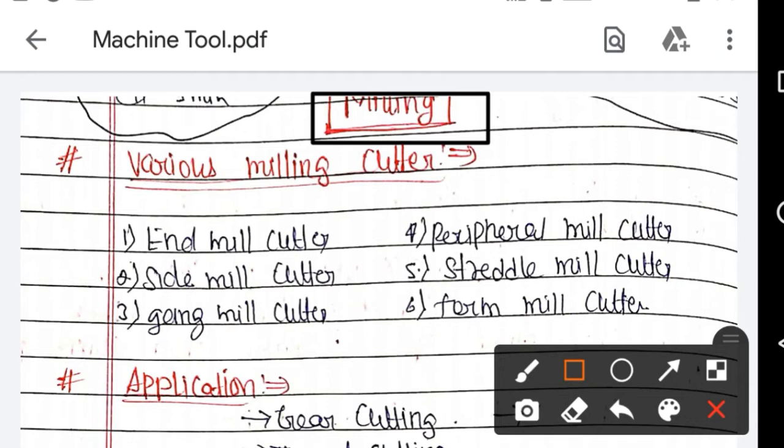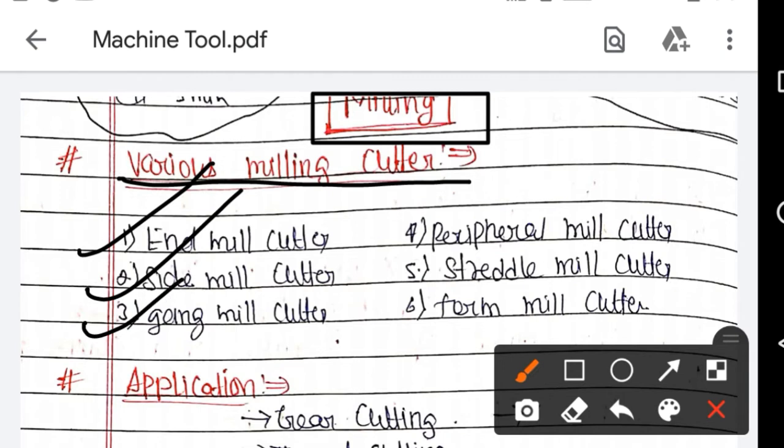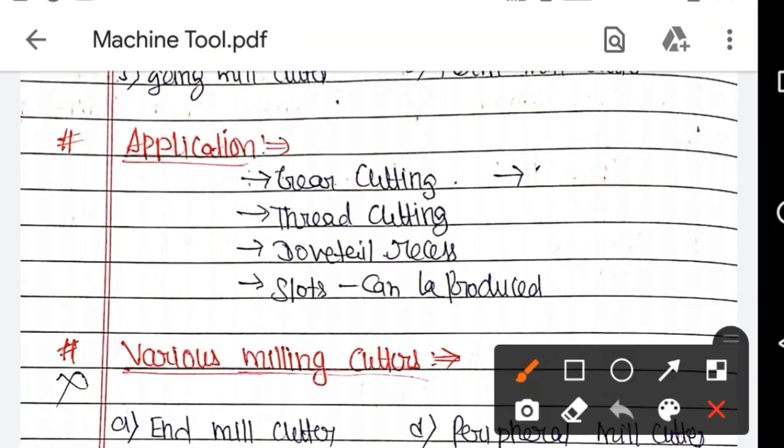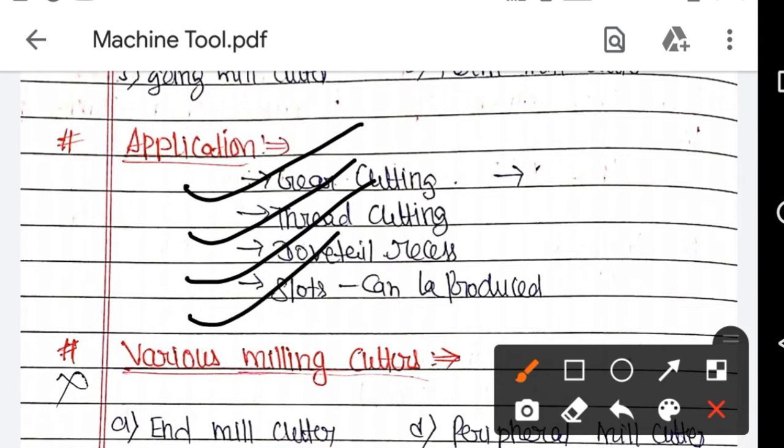Okay, so various milling cutters. Out of the various milling cutters, the important ones are the end milling cutter, side milling cutter, gang milling cutter, peripheral milling cutter, straddle mill cutter, and form mill cutter. These are the mill cutters which we'll look into one by one in the coming video lecture series. Now the main application of milling is that it is used for the gear cutting process, thread cutting, dovetail recess, and for making slots. These are the important applications of milling operations.